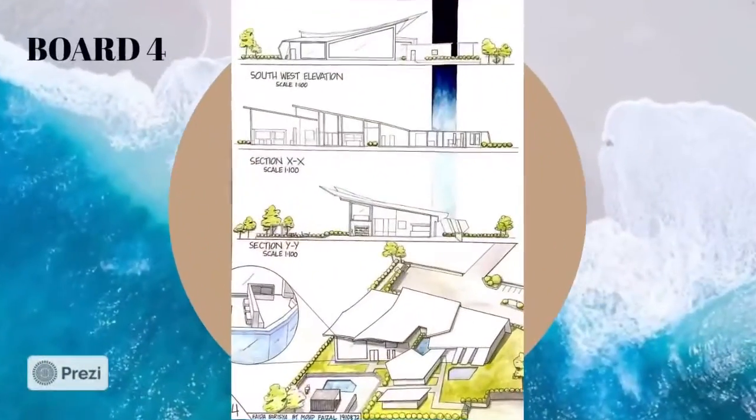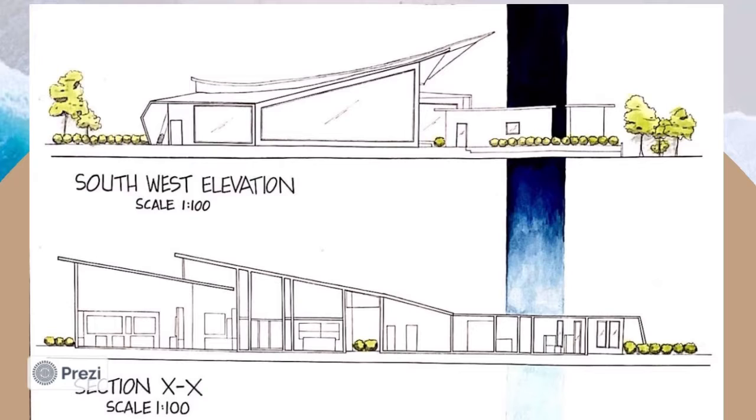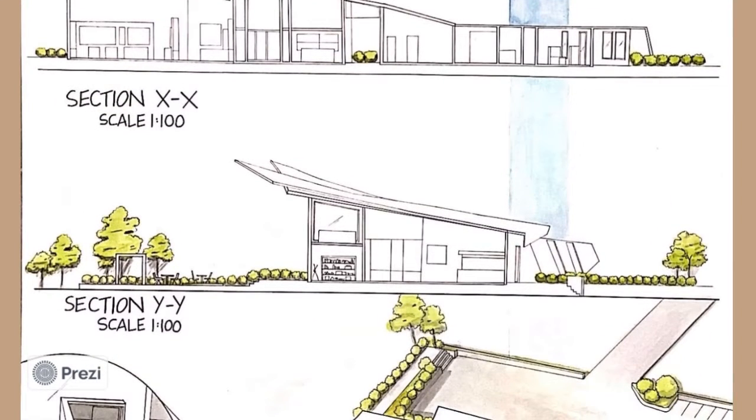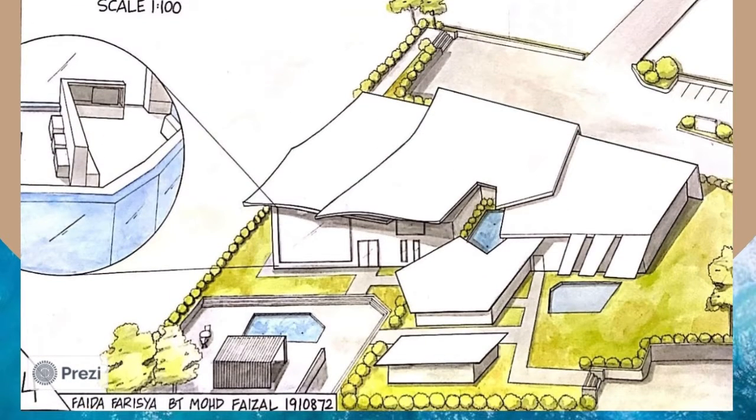Next, the fourth board, which is quite similar to the third board, which are elevation. This is southwest elevation, and below it is section cut of two axes X and also Y. And this is the other perspective in different angle and exhibition area for the interior sketches.